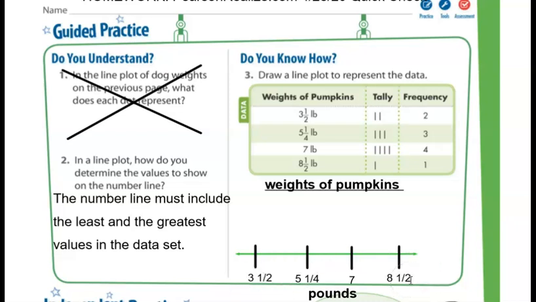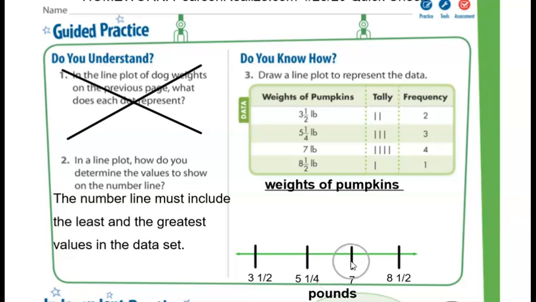So I went ahead and just put the information in here, starting with the smallest value and ending with the largest value. We're looking at our frequency table. This is called a frequency table, and it tells us the weights of the pumpkins and how many times each occurs. So the frequency is how many times that 3 1/2 occurs in our data set.